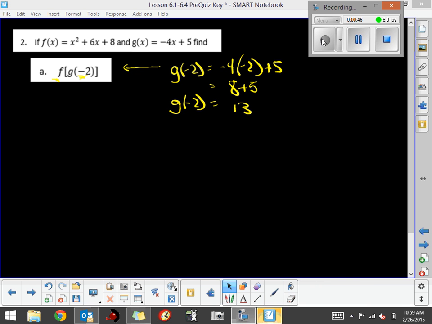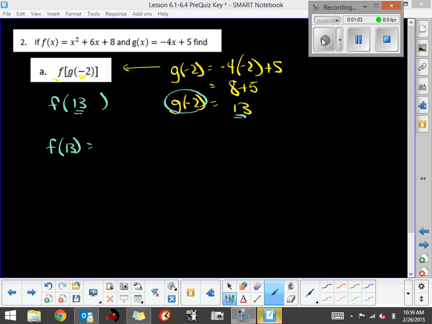So that is our substitution, or our replacement value. We want to put that into function f. So we're taking out the g at -2 and replacing it with 13. So we're going to calculate what is f at 13. So now I've got to plug 13 into function f. That implies that I've got to put a 13 in everywhere I see an x. So there's 2 locations. So it's going to be 13 squared plus 6 times 13 plus 8.